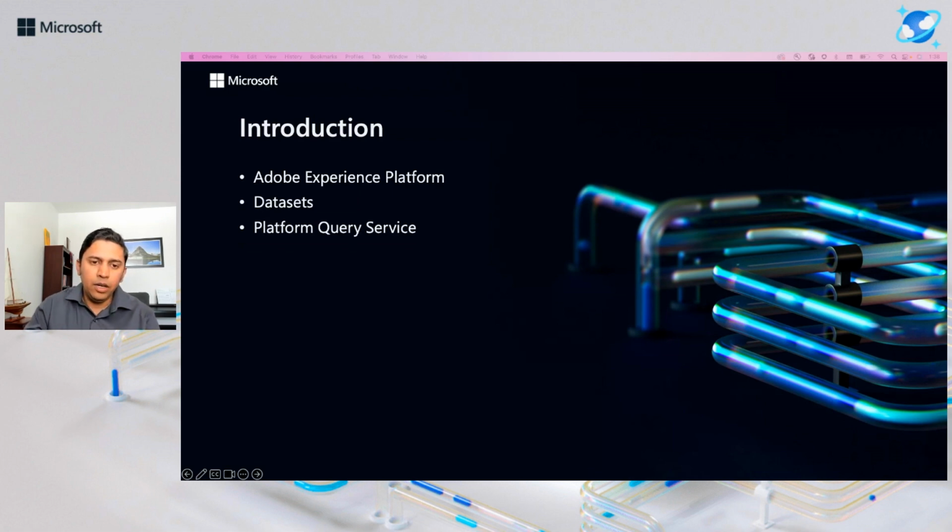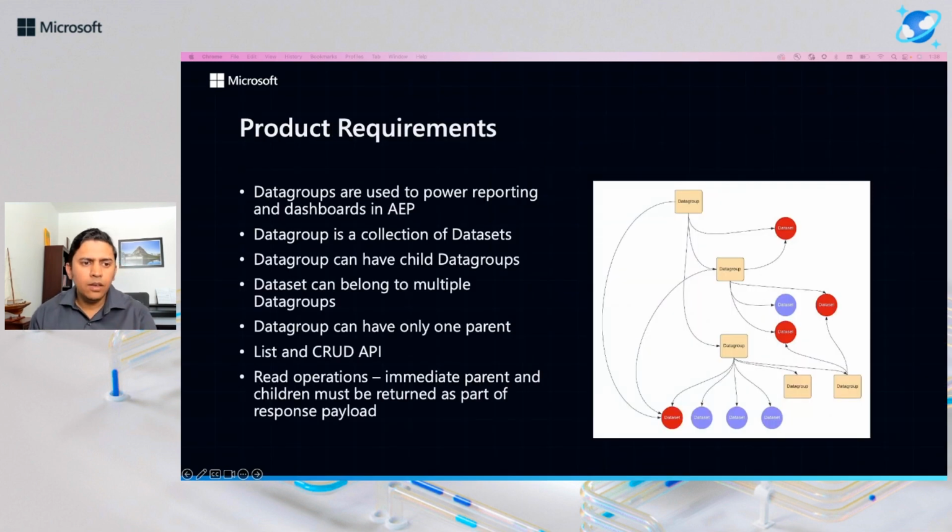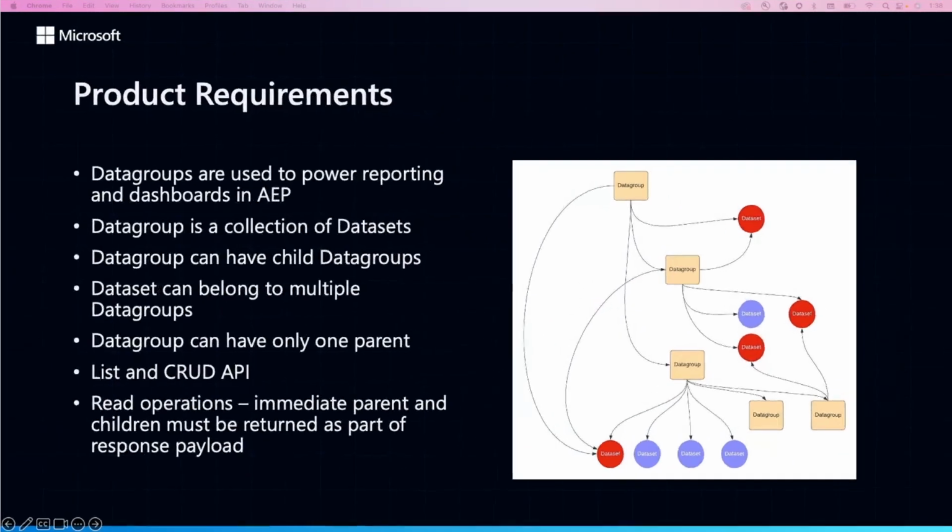Let's dive deep into the product requirements for data group. As mentioned earlier, the data groups are used to power reporting and dashboarding. A data group has a collection of datasets, and it can also have a list of child data groups. It's also important to know that a dataset can belong to multiple data groups to power different report panels. However, a data group cannot have more than one parent.